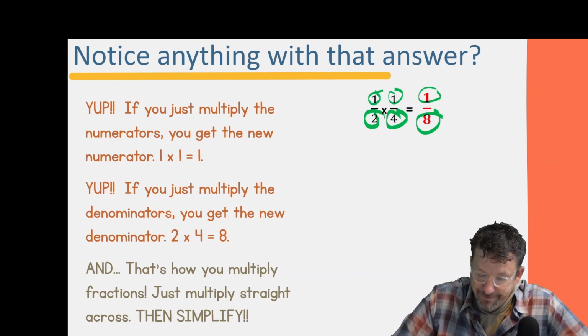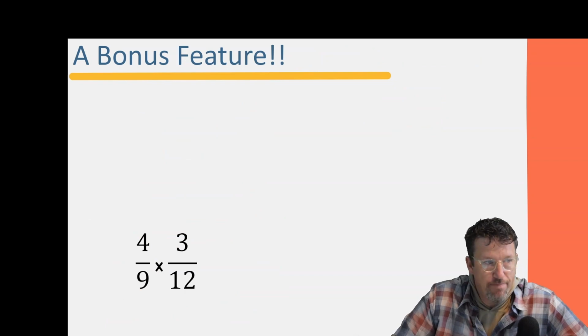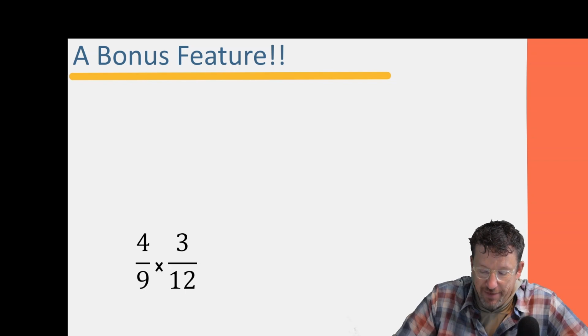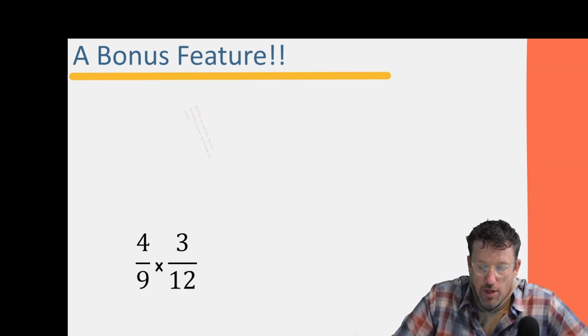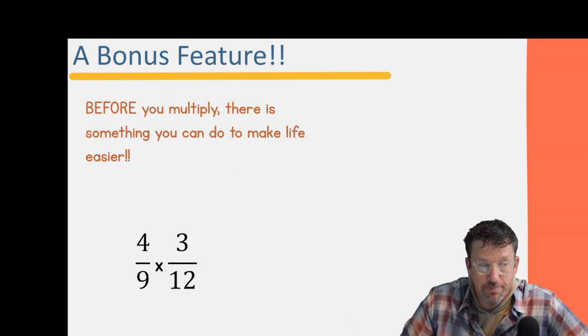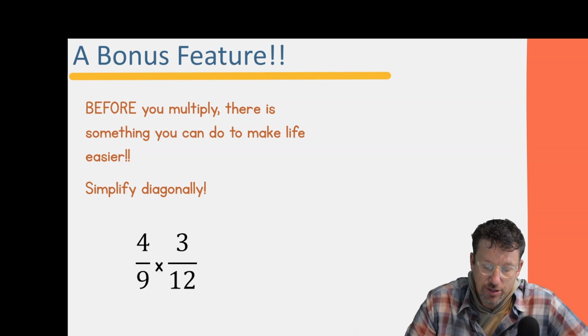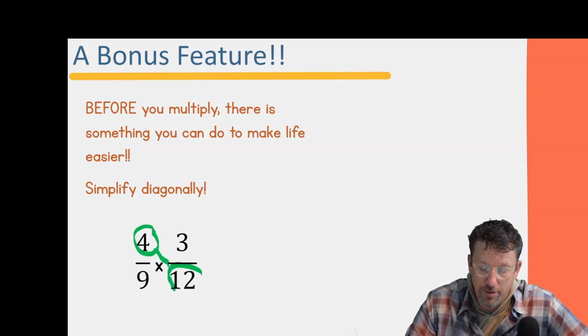Okay, so here's a little bonus feature that you're going to want to know. It makes your life real easy if you understand this bonus feature, okay? When we are multiplying fractions, before you do it, there's something you do to make your life easier. And here's what it is. You can simplify diagonally. So you can look at the numerator on one side and put it with the denominator on the other side, and we can simplify that.